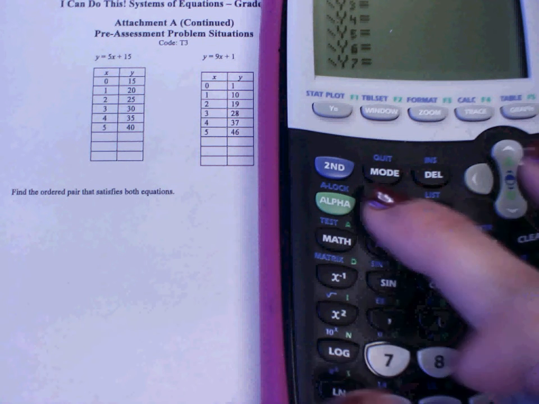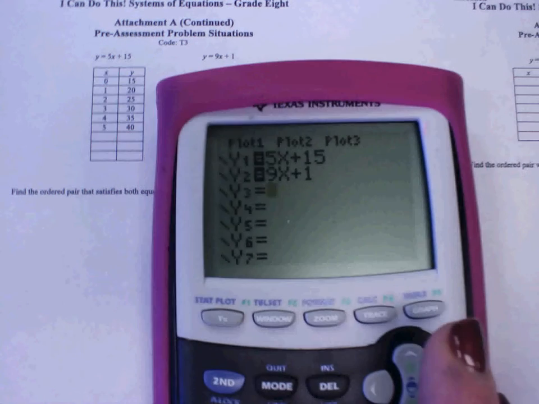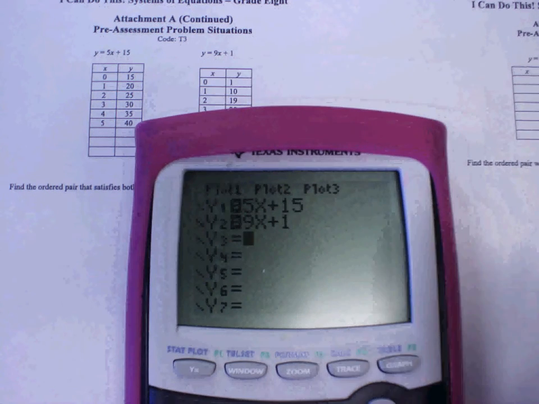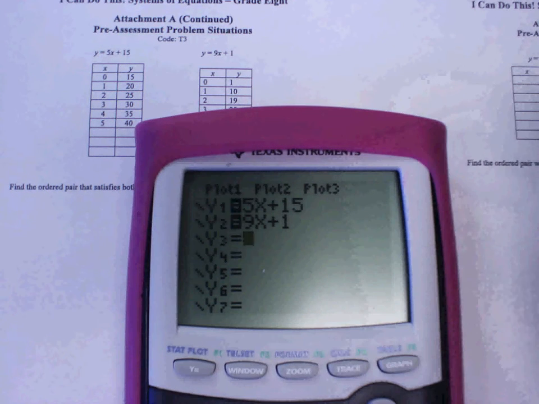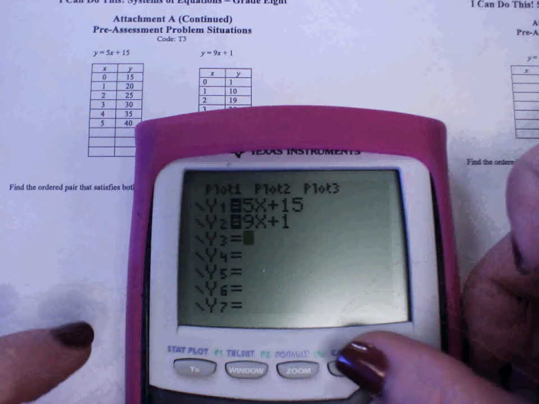Let's write that down. 5x plus 15 and 9x plus 1. Uh-oh, you can't see it. It doesn't matter which one you write on y1 and which one you write on y2. You can even skip y1 and put it on y2 and y3. She will still graph it. Okay? So I'm going to go ahead and calculate it.